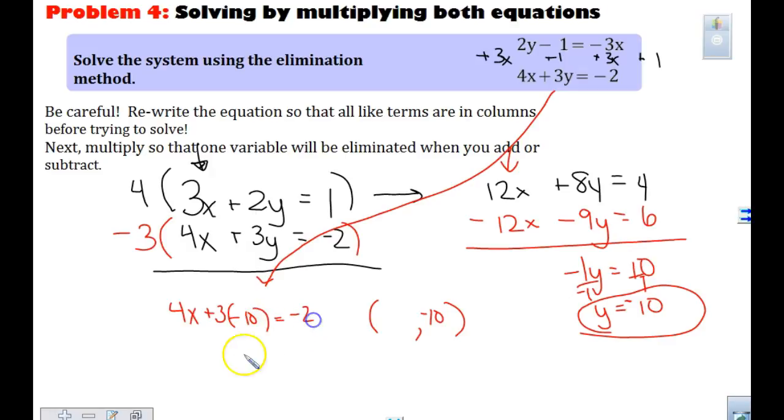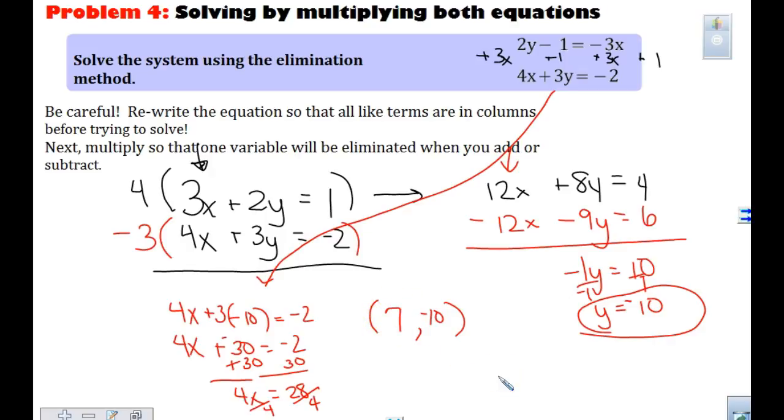equals negative 2. So I have 4x minus 30, or plus a negative 30 if you wanted to write it that way, equals negative 2. We're still just solving basic equations by adding 30 to both sides. 4x equals 28. And x, if I am looking at that, should give us, Ryan, what? 7.